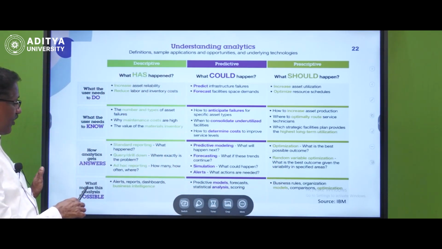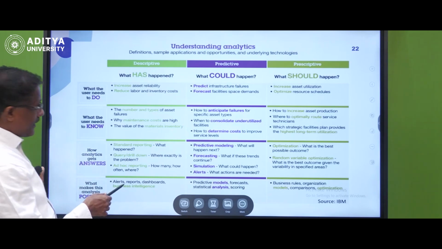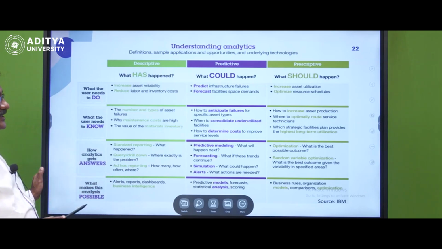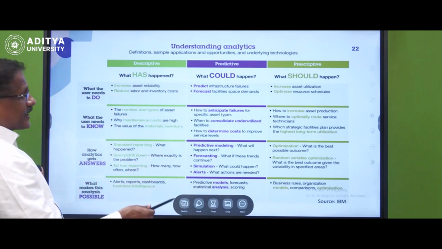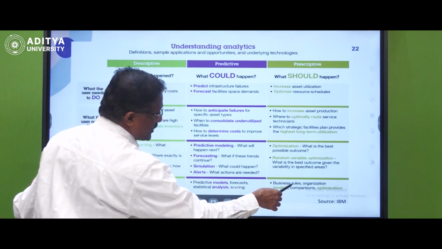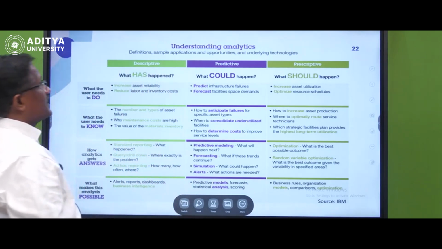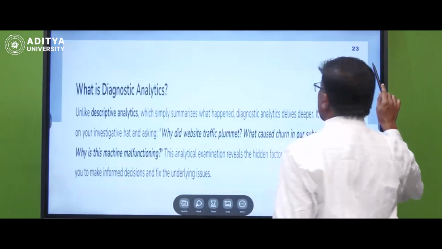The last one is what makes this analytics possible? How can you make it possible? Here, alerts and reports and dashboards, as we have already discussed, and predictive models and forecasts, that is for the predictive. And the third one is business rules and organization models, comparison and optimization. This complete chart we can cover with the three analytical tools.